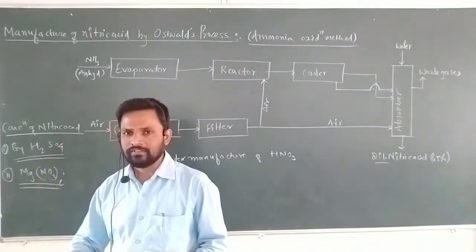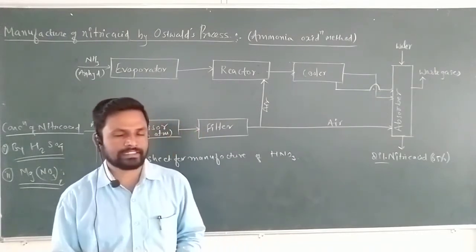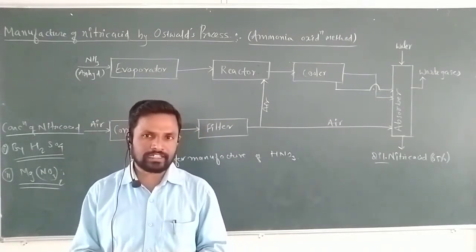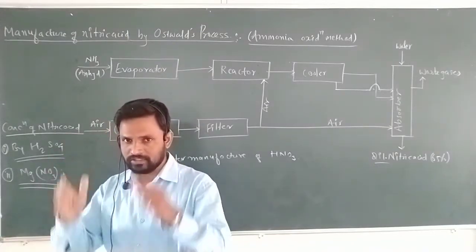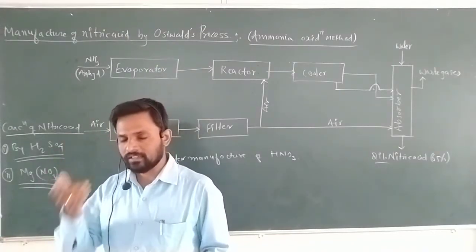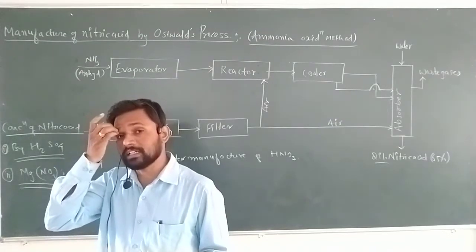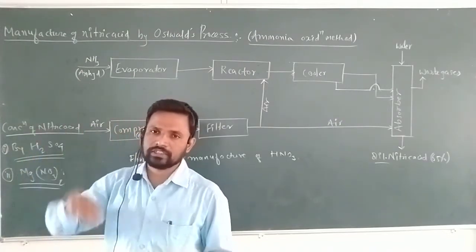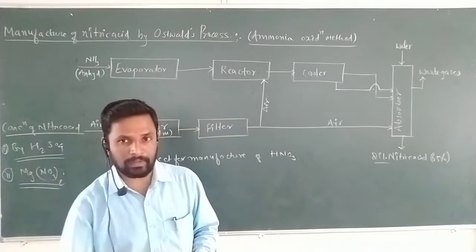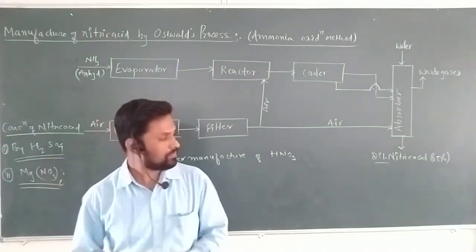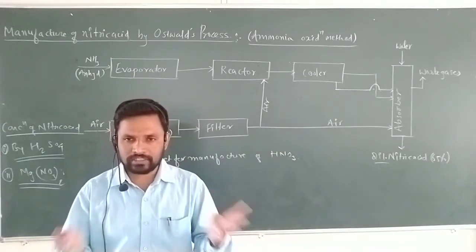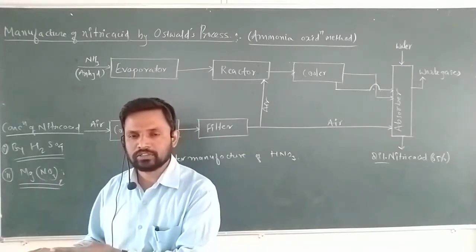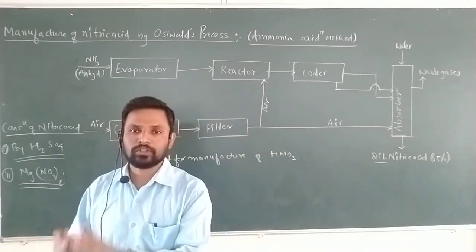Approximately 60 to 65% sulfuric acid is fed to the tower from the top side. This 60 to 65% H2SO4 continuously passes towards the diluted nitric acid, where the diluted nitric acid is converted into 90 to 95% pure nitric acid.